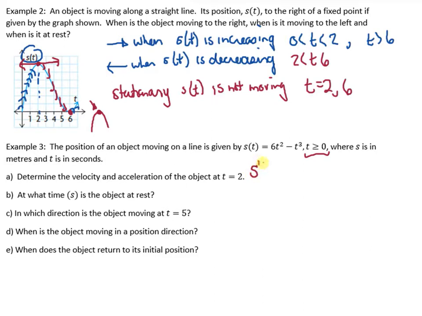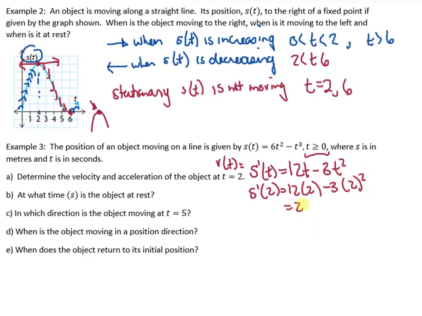So let's do velocity. The velocity at time t is just the first derivative. So it's just 12t minus 3t squared. Now let's sub in 2. So 12 times 2 minus 3 times 2 squared. I get 24 minus, this is 4, 12. I get 12.